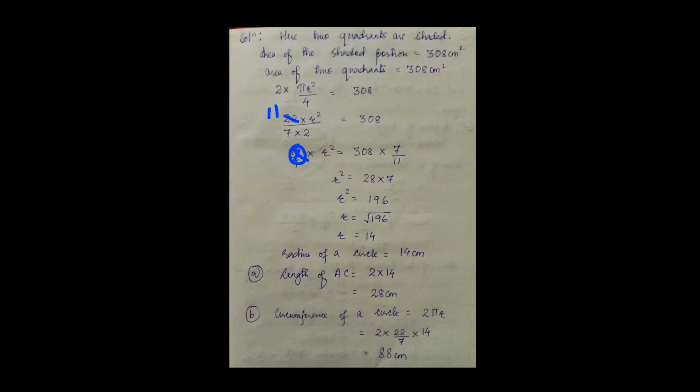Next we have to find the circumference of the circle, and this is the formula for the circumference of a circle. Pi is 22 by 7, radius is 14. Now we can cancel. 7 twos are 14. Now multiply. 2 into 22 into 2 is 88 centimeters. So this is the circumference of the circle.